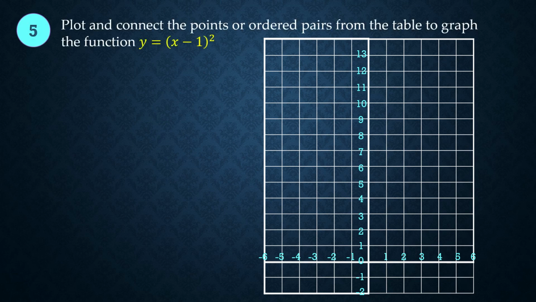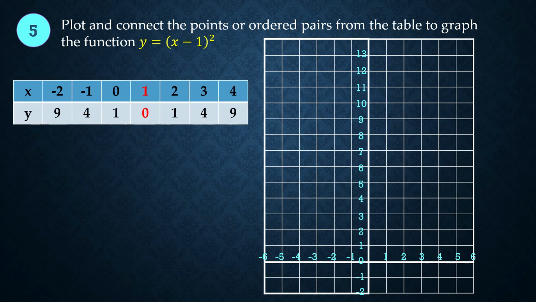So, the last step is to plot and connect the points of the ordered pairs from the table to graph the function y is equal to the square of x minus 1. So, given this table of values, ang first i-plot, negative 2 and 9. So, there. Negative ang x kay negative 2, then y is positive 9. Oh, intersection niya. Next, negative 1 and 4. Next, 0 and 1. Next, 1 and 0, o dara ang vertex, naagid siya ni batog sa x-axis. Then, 2 and 1. 3 and 4, 4 and 9.